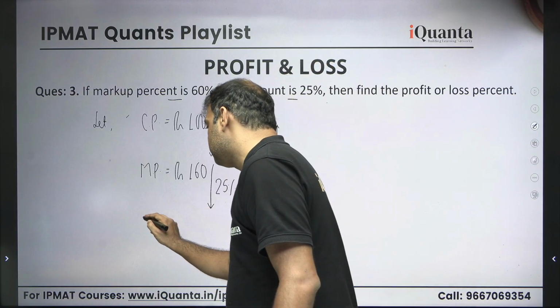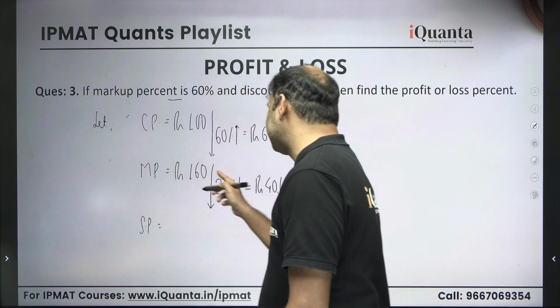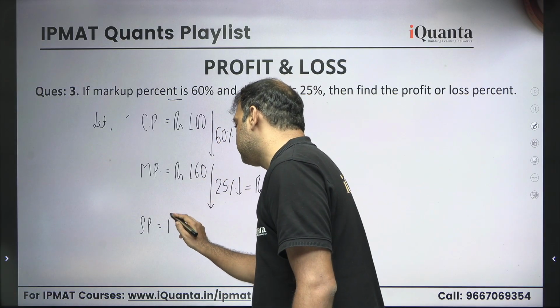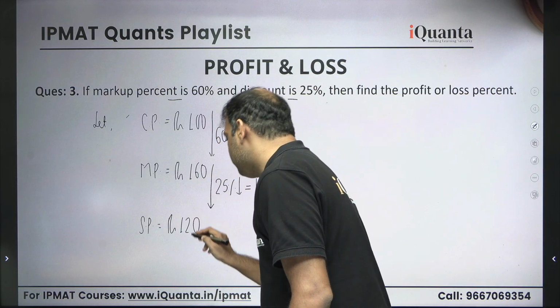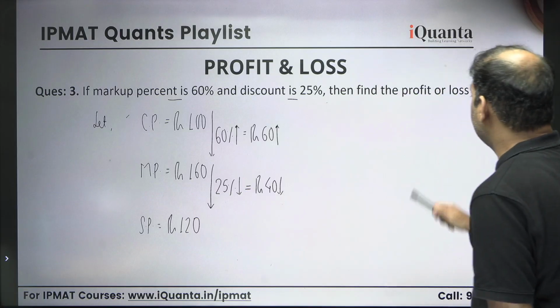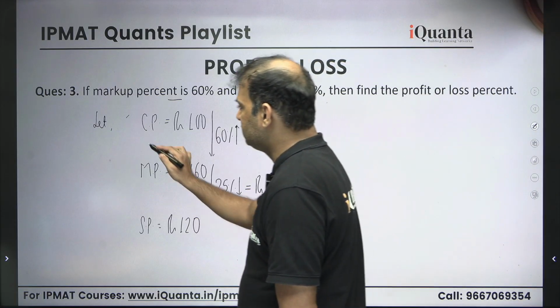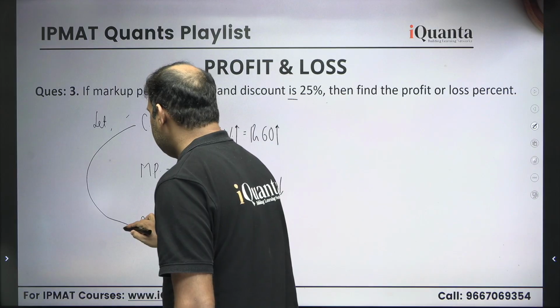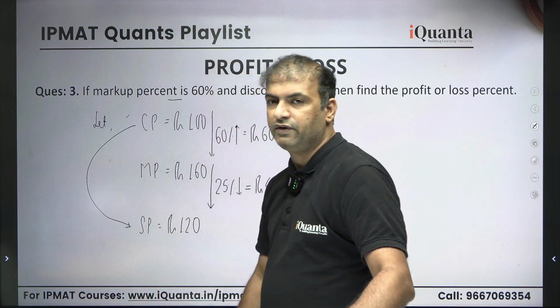So what should be the selling price? Selling price has to be 160 minus 40, which should be rupees 120. Okay, so finally guys, we got the selling price as well. Now we just have to find the profit or loss percentage. See guys, the cost is 100, the selling price is 120, and in the end we just have to find out the profit or loss percentage.